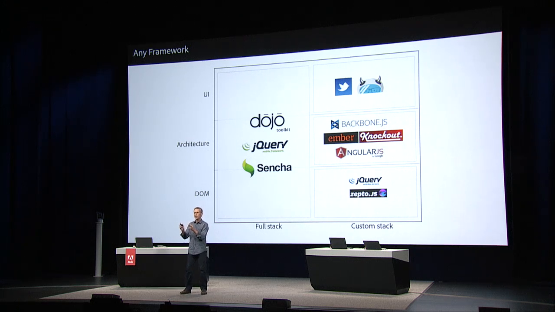And that is by design, because we want to let you use the framework that you like, because that's a personal choice. It depends on the application that you're building. So the point is, PhoneGap is not a UI framework. It's not an MVC framework. You can use the framework that you like. You can go with a full-stack framework, like, for instance, Dojo or jQuery Mobile, or you can use another approach, which is the build-your-own-stack approach, and then pick and choose a DOM manipulation library like jQuery or Zepto, and then on top of that, an MVC framework and a UI toolkit, like, for instance, Twitter Bootstrap or Foundation.